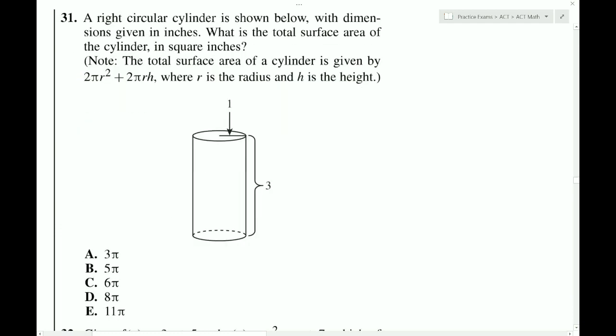Right circular cylinder is shown below with dimensions given in inches. Which is the total surface area of the cylinder in square inches? Okay. Surface area is 2 pi r squared plus 2 pi r h. Alright, that's given. So we know the radius equals 1 and the height is 3, so we just plug in 2 pi 1 squared plus 2 pi 1 3. So here we get 2 pi, here we get 6 pi, so that's going to give 8 pi total.